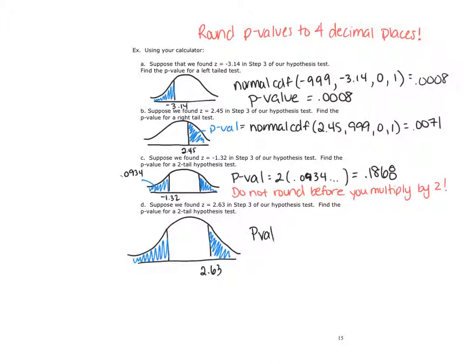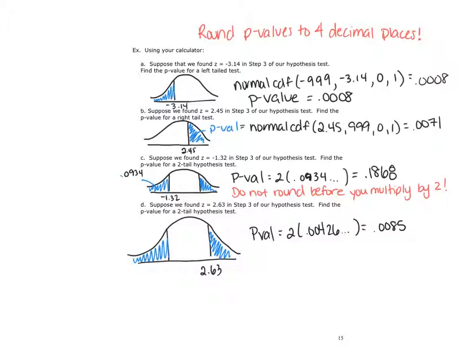Our p-value is going to be 2 times 0.00426, and so on. Remember, we're not going to round that decimal yet until we multiply by 2. Our p-value is 0.0085. If you were to round that area first, to 4 decimal places, one tail is 0.0043. If you multiply that by 2, you'd actually get 0.0086, which obviously is slightly off. So just be mindful, make sure you're not rounding before you multiply by 2.